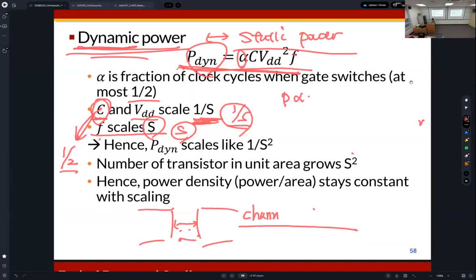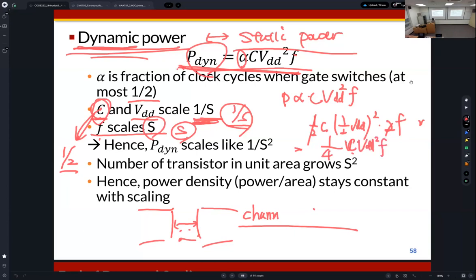So P is proportional to C VDD squared F. Then with scaling, it becomes C over S, VDD over S squared, and F times S, so it becomes C VDD squared F, right? What does that mean? If the scaling factor is 2, then the power is reduced for the same circuit. Power is reduced by 1 over 4.